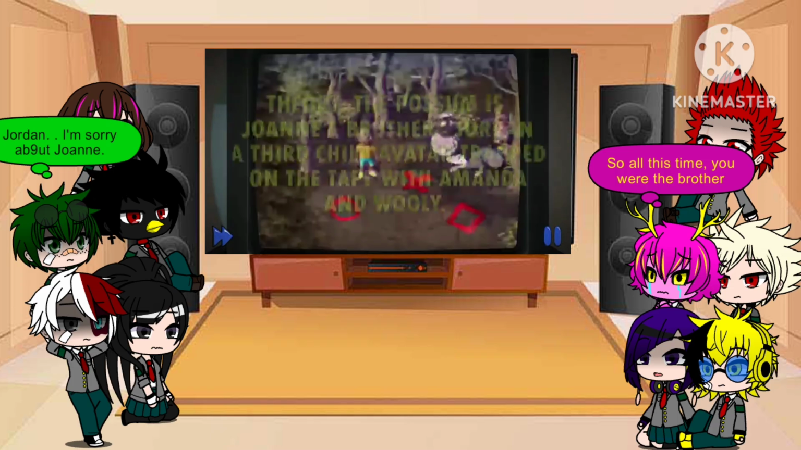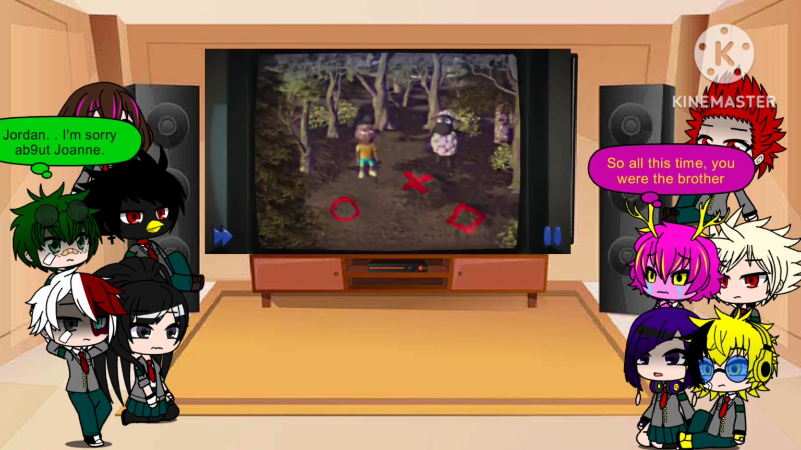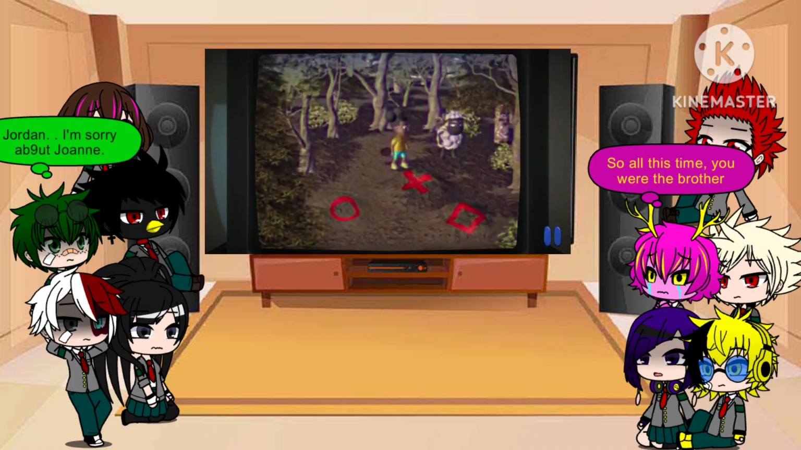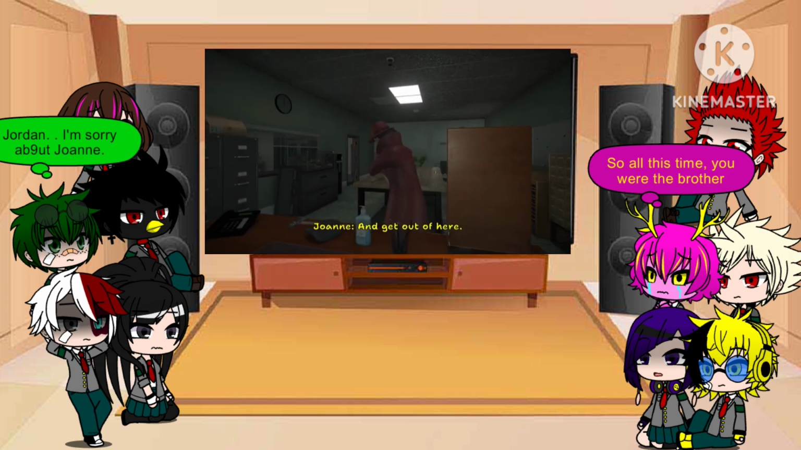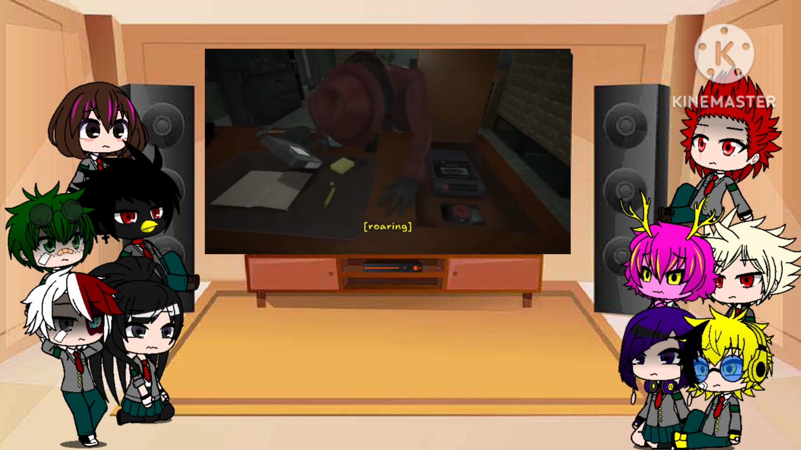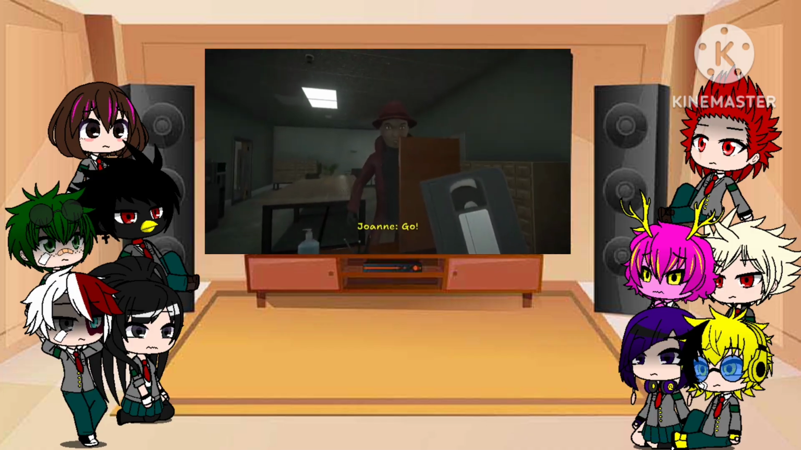So to me, it seems that this possum represents the last victim of Hamlin, the brother of Joanne, Jordan, a third lost soul now trapped with Wooly and Amanda on these tapes. Joanne sent Kate's letter to Riley and involved them, and now urges them to take the tapes and get out of here. Just as she does so, the second demon shows up.